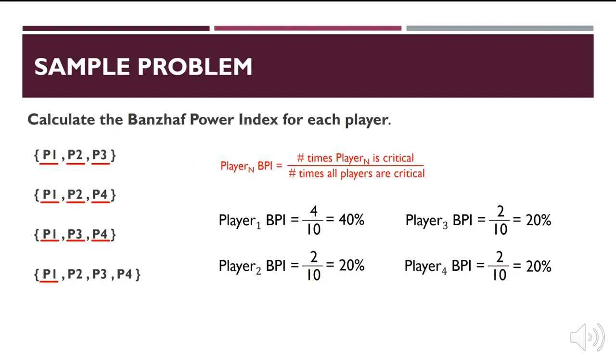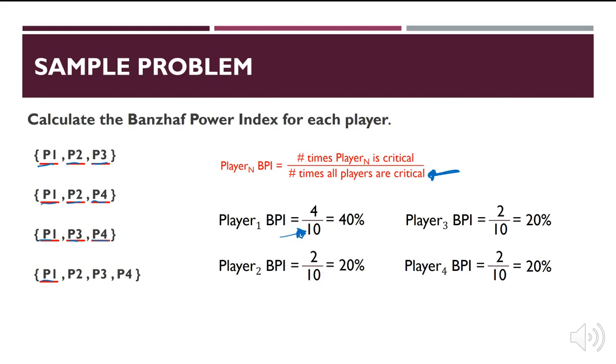Now we take all of those underlines and we use it to calculate the Banzhaf Power Index for each player. Remember, the denominator is the total number of times all players are critical. That means count all of the underlines. 1, 2, 3, 4, 5, 6, 7, 8, 9, 10 underlines. The denominator is the 10 for all of our players.